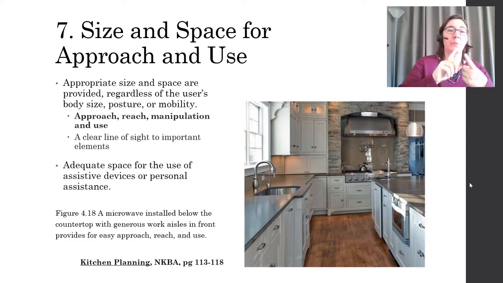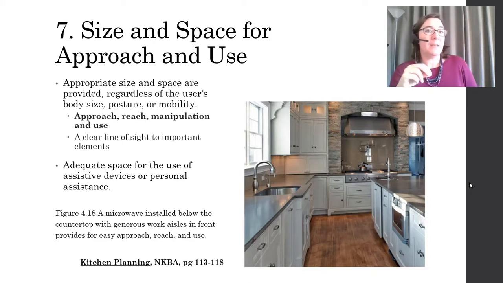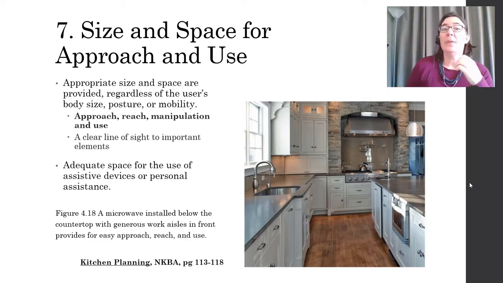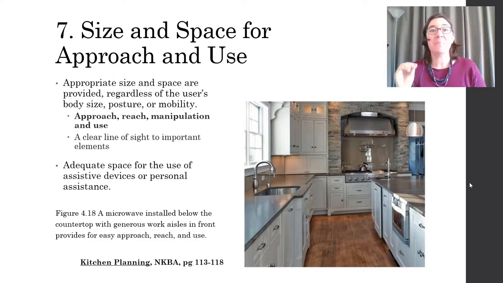And this includes both approach, how do they get to, for example, a fixture, reach, okay, and manipulation and use. One of the pieces that's important for this is a clear line of sight to the important elements, even if someone is in a seated posture or is of very low stature. They still need to be able to see the controls. You also need to provide adequate space for assistive devices or personal assistance.